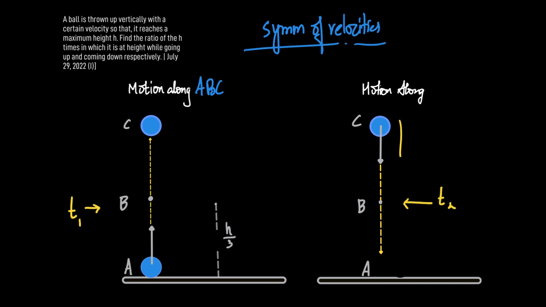Then we have the corresponding motion downwards, which is motion along CA through B. And the body is in the same position B along the upward motion and the downward motion at two different times T1 and T2. We are trying to understand the velocities at T1 and T2.